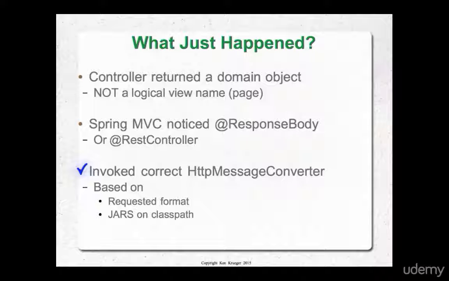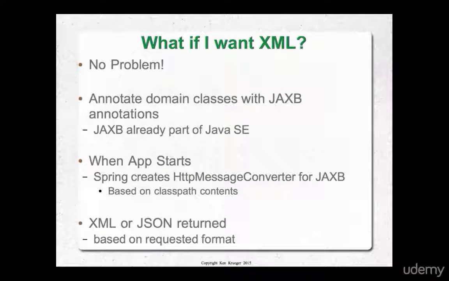Now, when that team object was returned, what Spring MVC did is it invoked the correct HTTP message converter. And it did it based on the requested format and also the jars that are on the class path. Now you might be thinking, it's interesting that it automatically did JSON by default. What if I wanted XML? Well, it's really no problem.